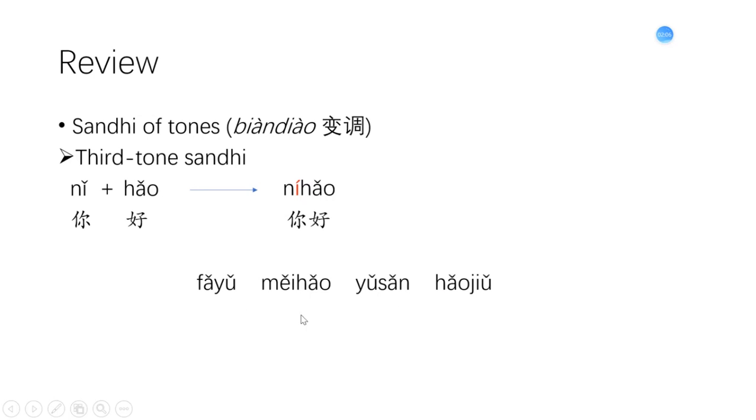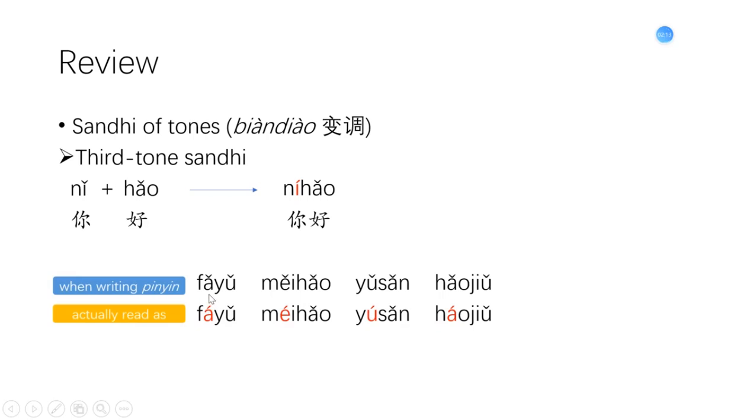And we have other examples. Please read together for these examples. So the first line is, when we are writing Pinyin, we always write its original tone, okay? And the second line indicates its actual pronunciation, okay? So let's read together. 法语美好雨伞好久. Okay, so this is the third tone Sandhi. In Chinese, we say 三声变调.